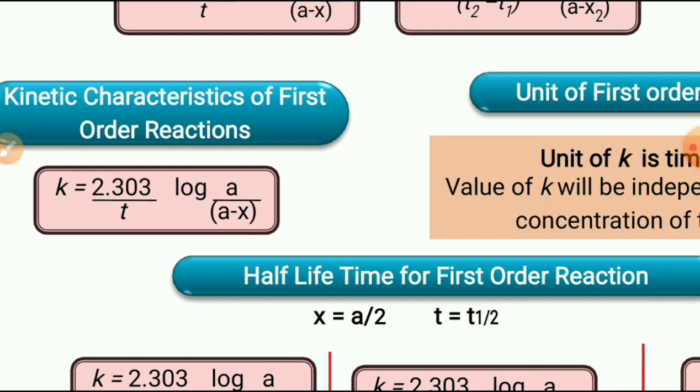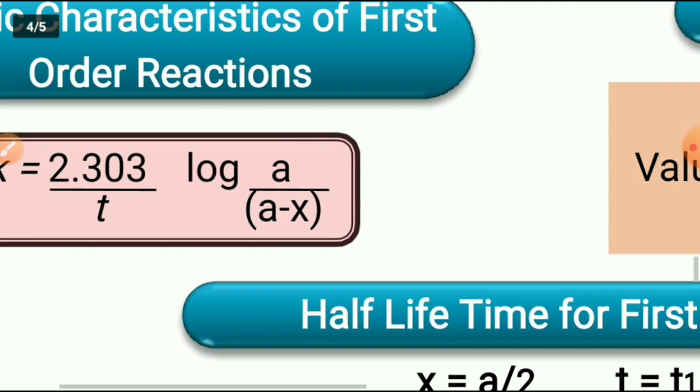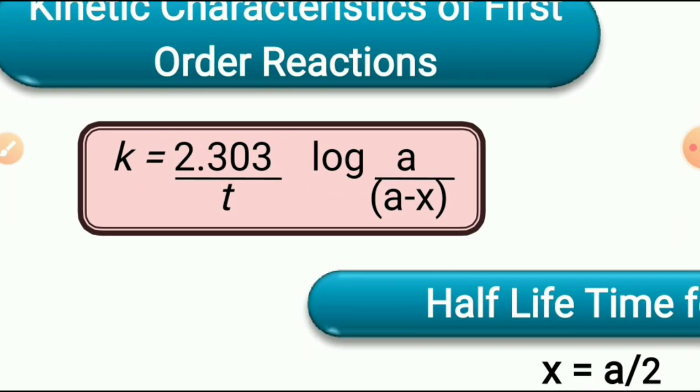Now here, the factor inside the log is the ratio of the same parameters, the concentration. So the ratio of the same parameters gives only a number. So the log of this factor is only a number. Also, 2.303 is a constant. So k equals a constant upon t, and the only variable will be t.